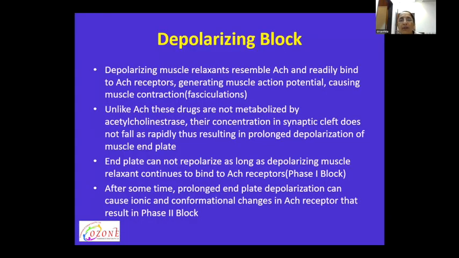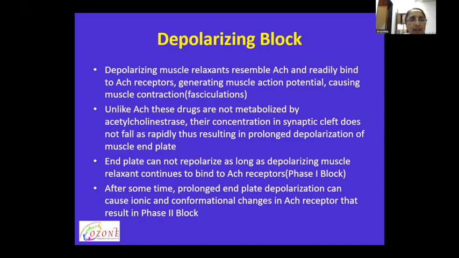So what is meant by depolarizing block and what does it cause at the neuromuscular junction? They resemble acetylcholine and readily bind to the ACH receptors. When we give succinylcholine, what happens at the NM junction? That is described here: generating muscle action potential, causing muscle contractions, which we can see in the form of fasciculations.